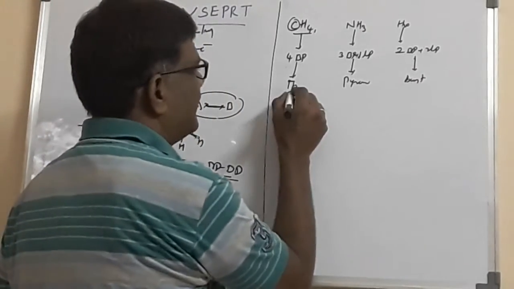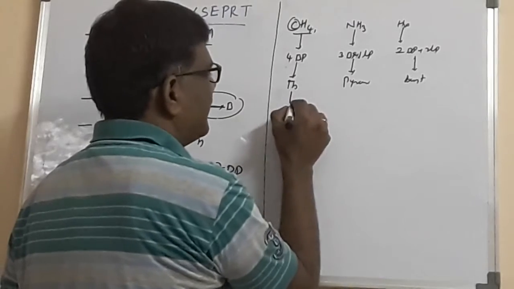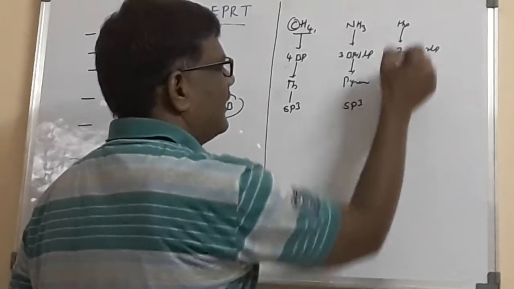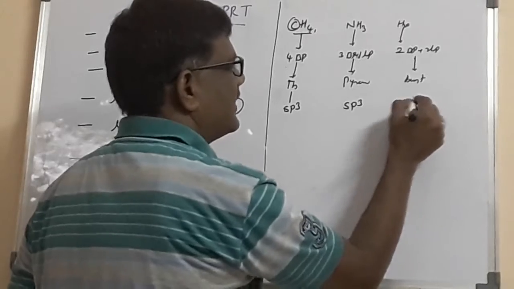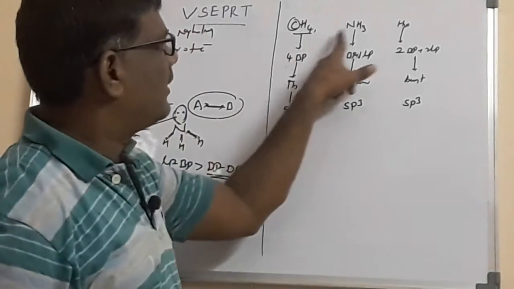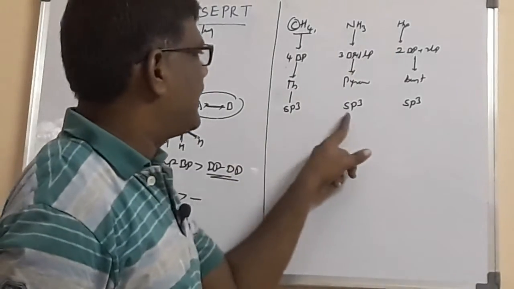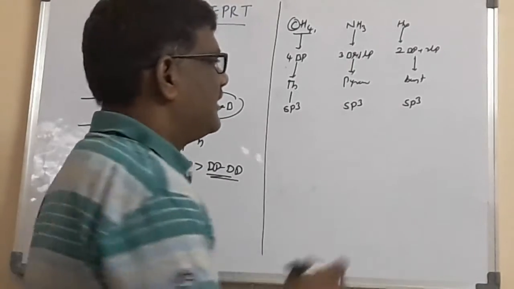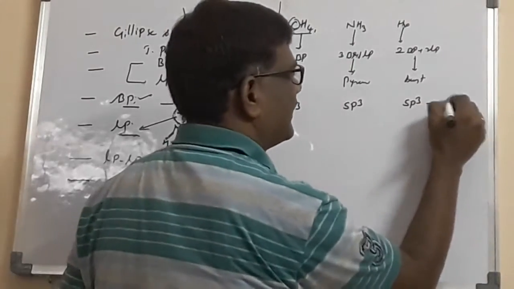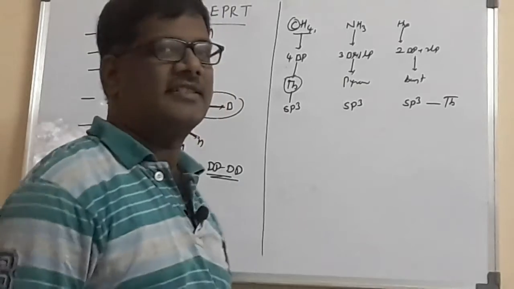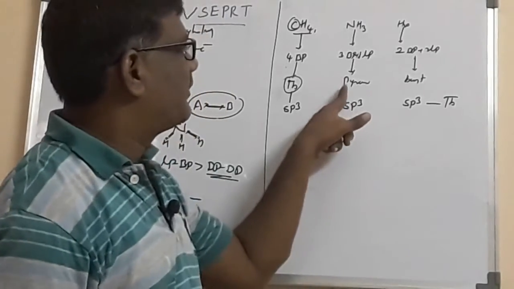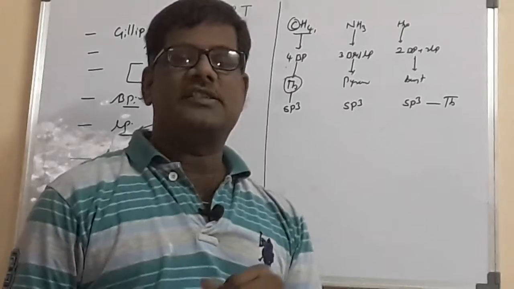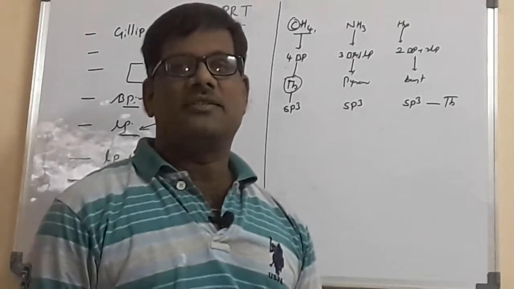If you observe the hybridization, carbon in methane is sp3, nitrogen in ammonia also undergoes sp3, and oxygen in water also undergoes sp3. Look here: in all three examples the central atom undergoes the same hybridization. Whenever it undergoes sp3 hybridization, it must have a tetrahedral structure. But here we see a pyramidal structure and a bent structure. Even though they undergo the same hybridization, why does the shape of the molecule differ?